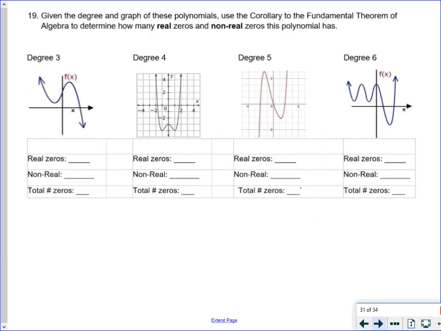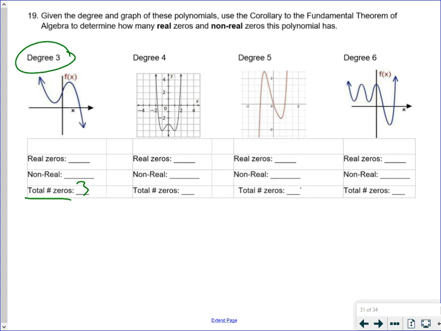Okay? So number 19, we're given the degree and a graph of the polynomials, and we need to figure out how many real zeros, non-real zeros, and total zeros that we have. So we're going to start with the total number of zeros. I think that's one of the most useful things to have. And remember, the total number of zeros will always equal the degree of the polynomial. So the degree of the polynomial is 3. That means our total number of zeros has to be 3.